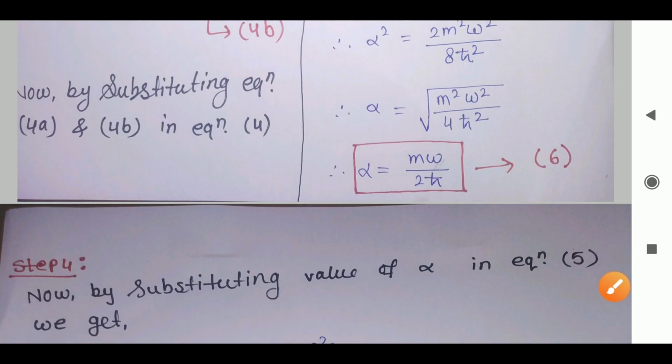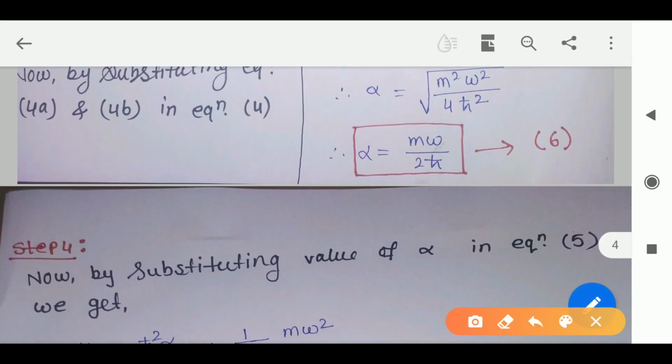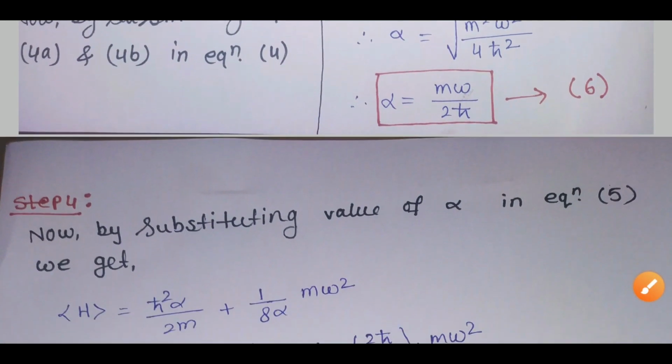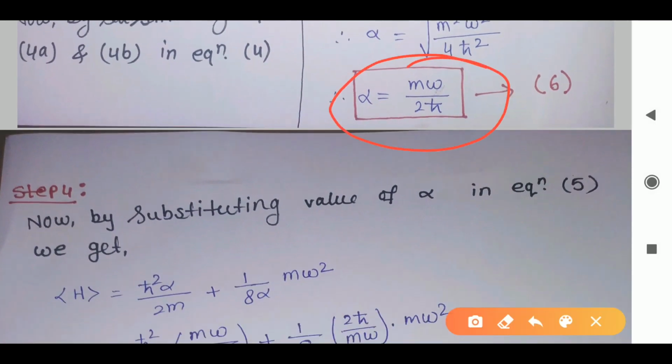Now if I remove this root from here, alpha is equal to, when we remove the root, m only, omega only, and when we take 4 outside of the root we will get 2, and when we take h cross square outside of the root we will get h cross. So the value of alpha is m omega upon 2 h cross. I have given this as equation number 6.